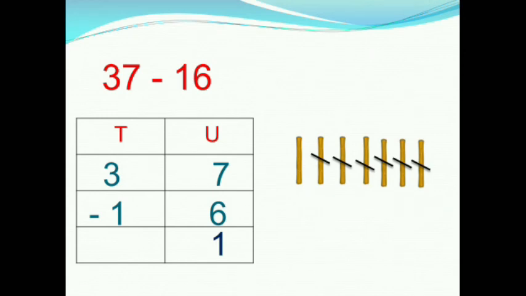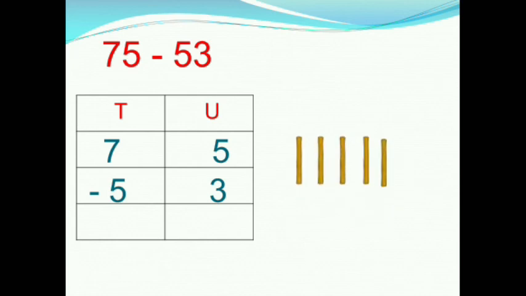Children, now we should subtract the digits in the tens place. They are 3 and 1. First we have 3. So we will put 3 bundles of 10 sticks. Next number is 1. So we will cut 1 bundle. Now how many bundles are remaining? 1, 2. 2 bundles are remaining. So, we will write 2 in tens place. Therefore, 37 minus 16 is equals to 21.